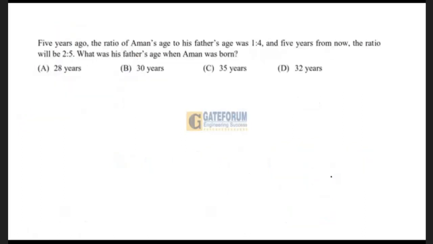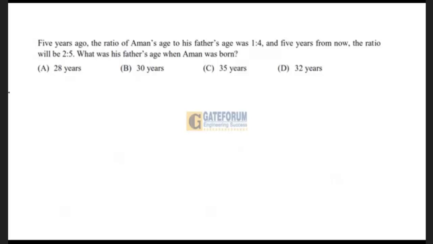Let's go to the third one. 5 years ago, the ratio of Aman's age to his father's age was 1:4, and 5 years from now, the ratio will be 2:5. What was his father's age when Aman was born?